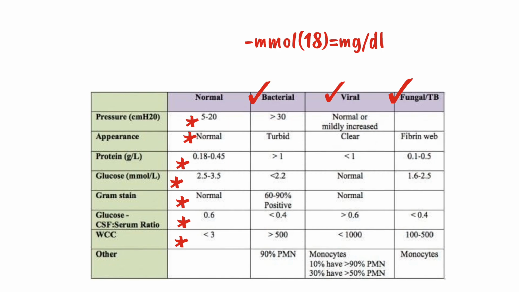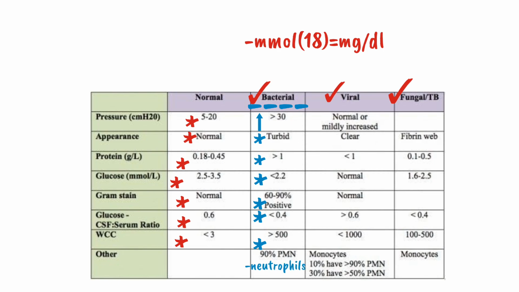Now let's discuss the CSF findings in different pathological organisms. In bacterial meningitis, there will be increased CSF pressure. It will be more than 30 centimeters of H2O. The appearance will be turbid. The protein will be greater than 1 gram per liter. The glucose will be less than 2.2 millimole per liter. The gram staining will be positive and the CSF to serum glucose ratio will be less than 0.4 and the white cell count will be greater than 500. And remember that the dominant white blood cell in bacterial meningitis is neutrophil.